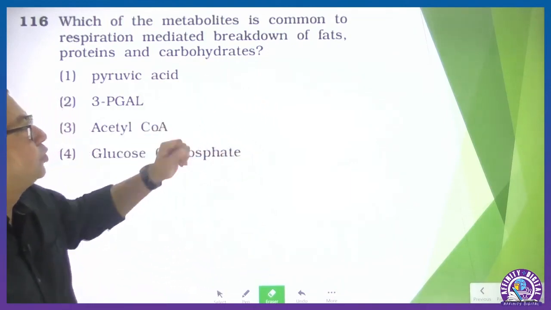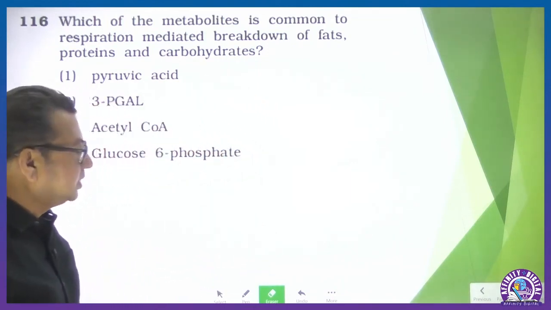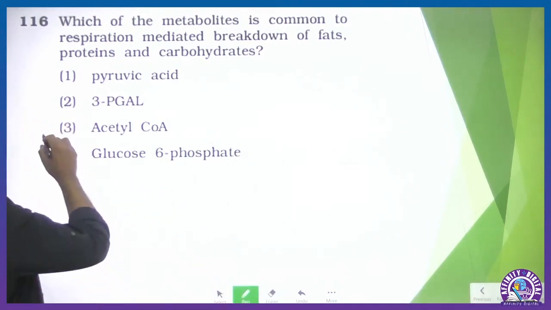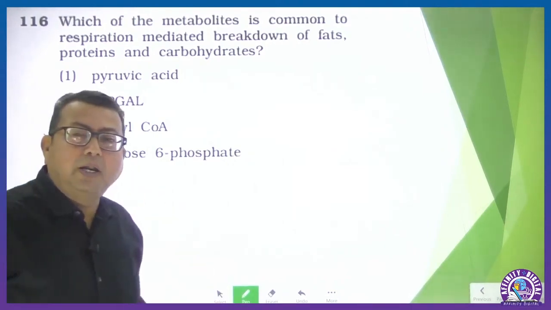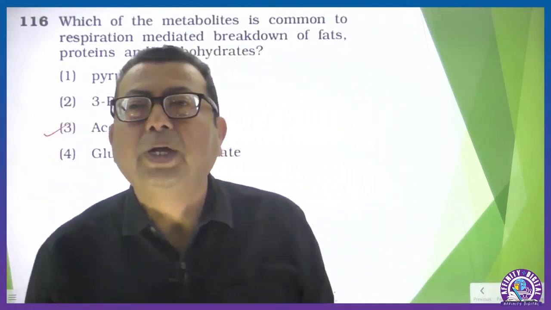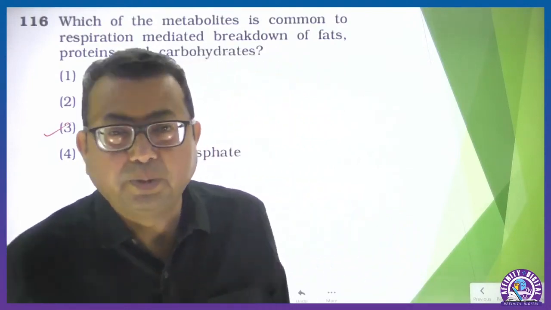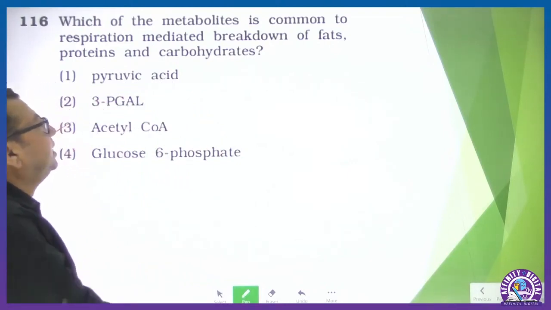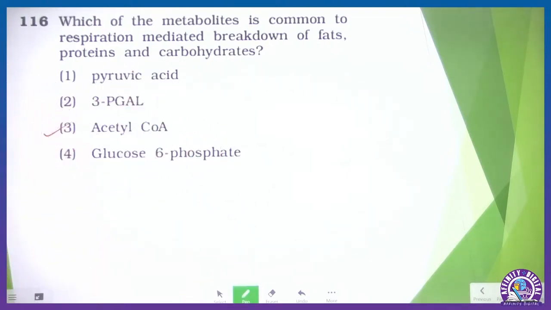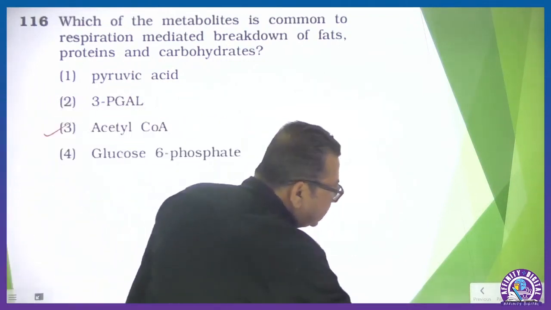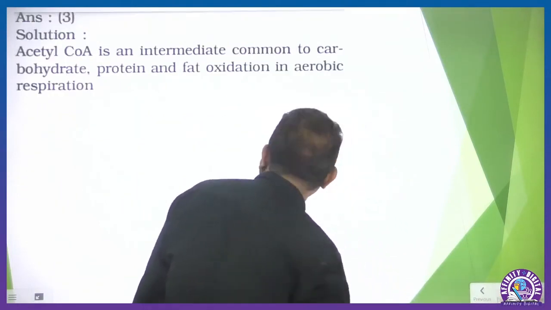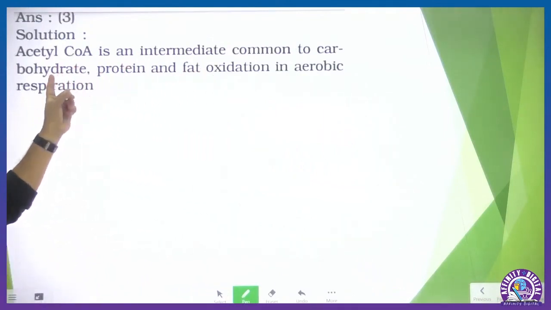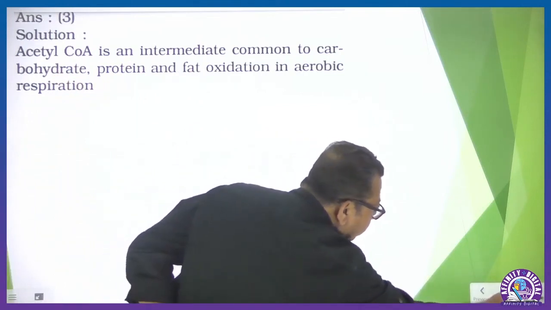Respiration mediated, which respiration is this question about? This is a question on aerobic respiration. So the answer for this particular question will be acetyl coenzyme A. So who is acetyl coenzyme A? Acetyl coenzyme A is an intermediate of aerobic respiration, which is the meeting ground of all foodstuffs, that is fats, proteins and carbohydrates, in cellular catabolism. So the answer for this question will be acetyl coenzyme A. This was already discussed in class in detail. Acetyl coenzyme A is the intermediate common to carbohydrate, protein and fat oxidation in aerobic respiration.